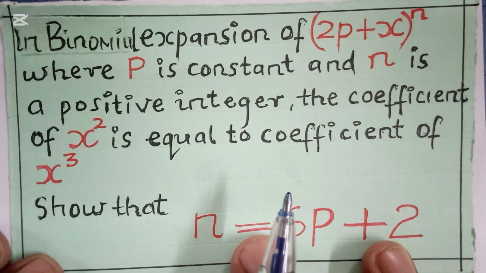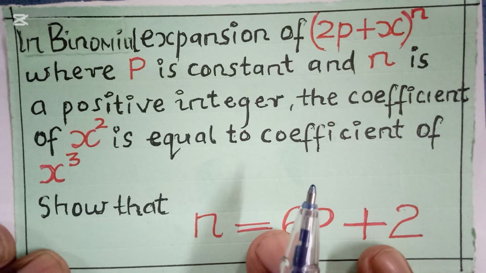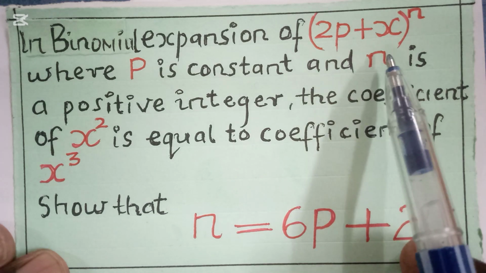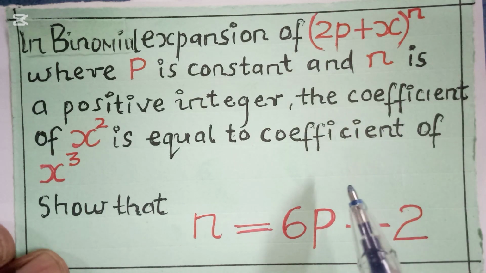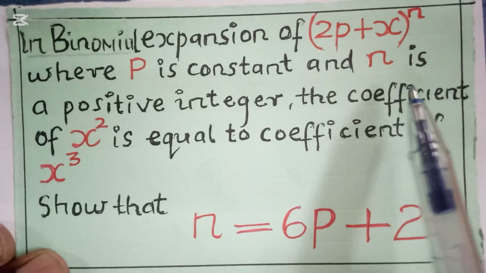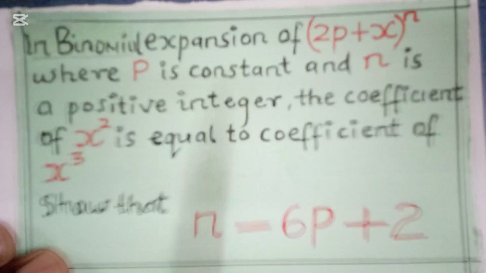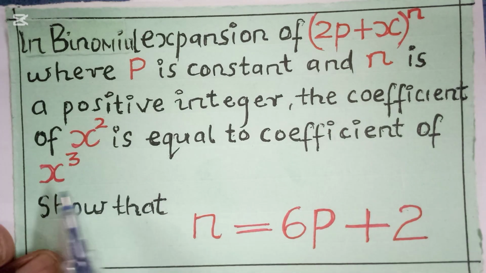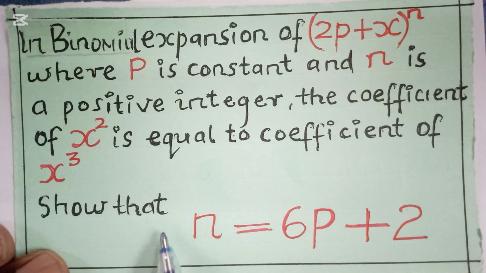Guys, I read the question first. In the binomial expansion of (2p + x) raised to n, where p is a constant and n is a positive integer, the coefficient of x squared is equal to the coefficient of x cubed. Show that n is equal to 6p + 2.